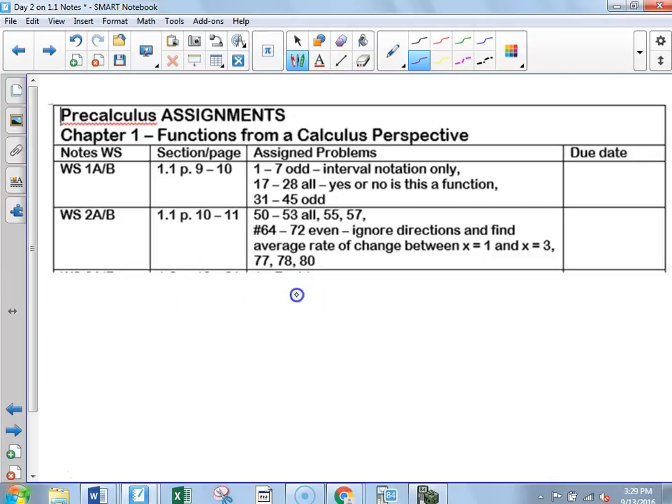Please note that for your homework, it says here to ignore the directions in the book and find the average rate of change from x equals 1 to x equals 3 for these questions. You do not do what it says in the directions for those.